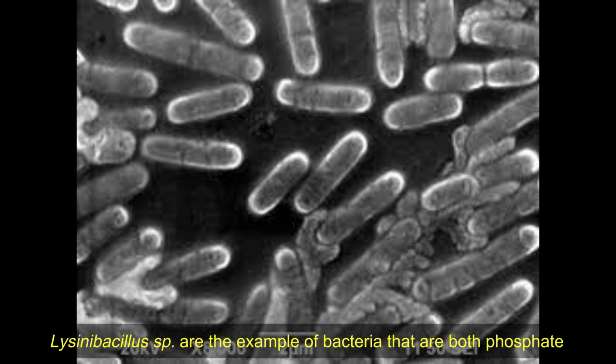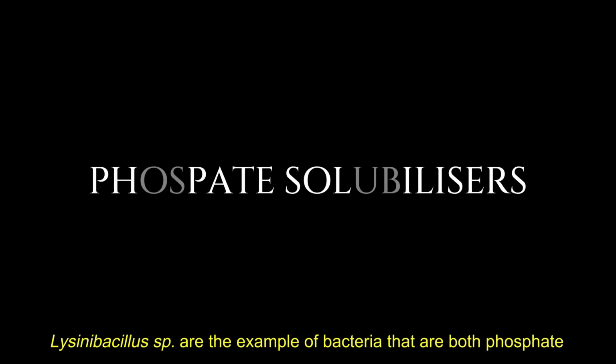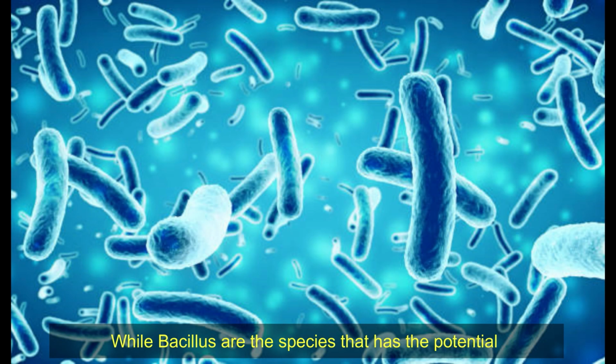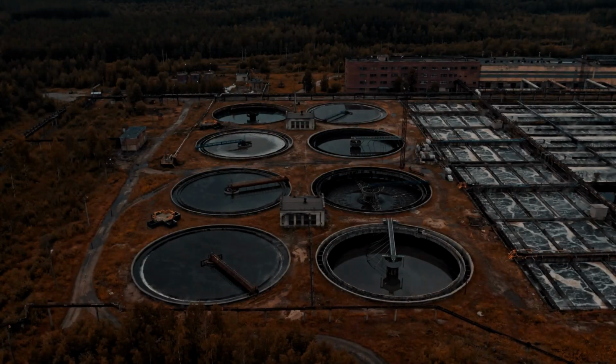Lactobacillus species are examples of bacteria that are both phosphate solubilizers and ammonia oxidizers, while Bacillus are species that have potential in the bioremediation of soil.